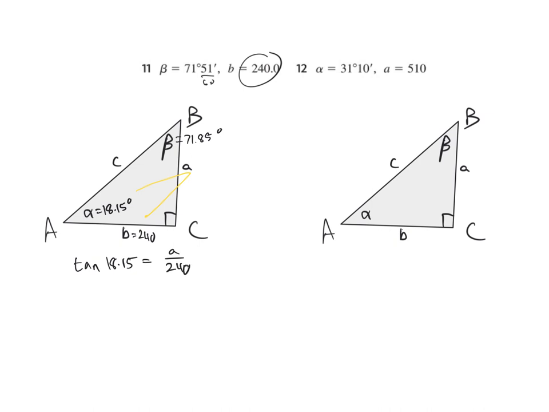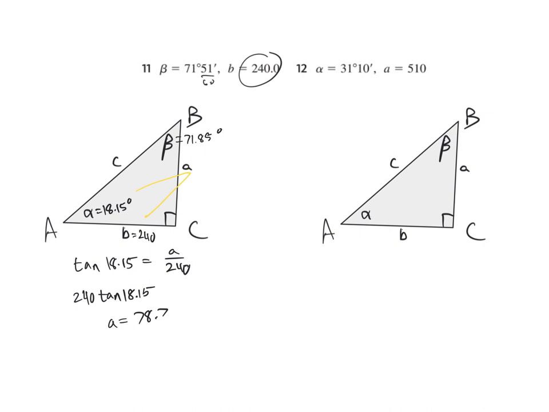Okay, so we'll take 240 times the tangent of 18.15. So 240 times, hitting the wrong buttons on my calculator, 240 times the tangent of 18.15 degrees, and that gives me A equal to 78.7.